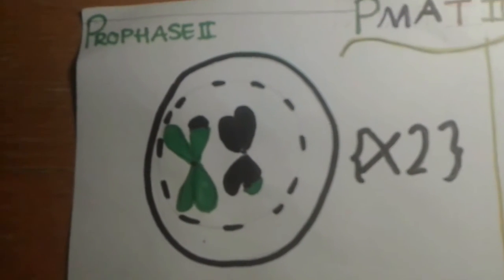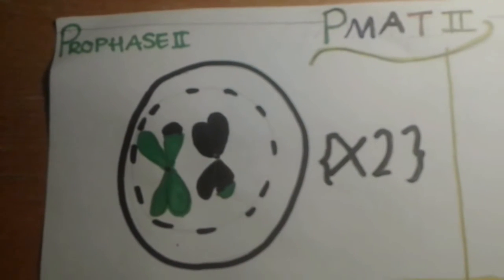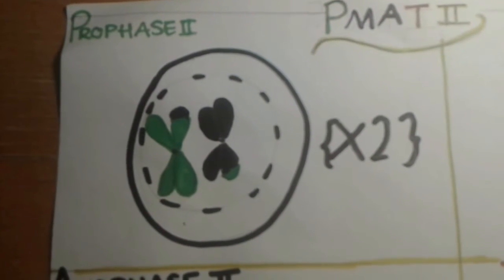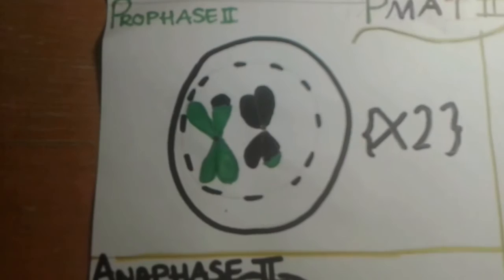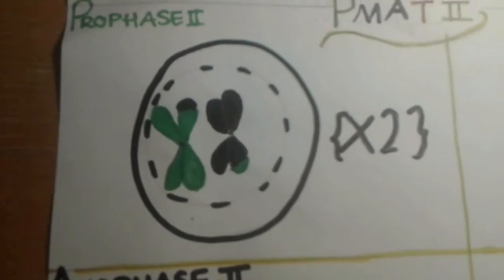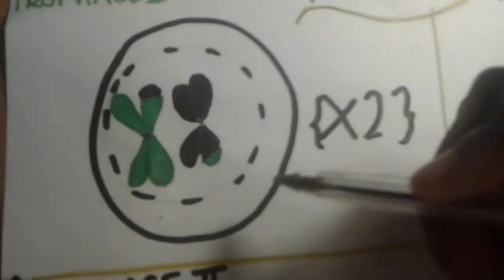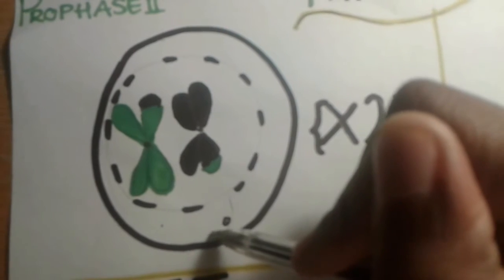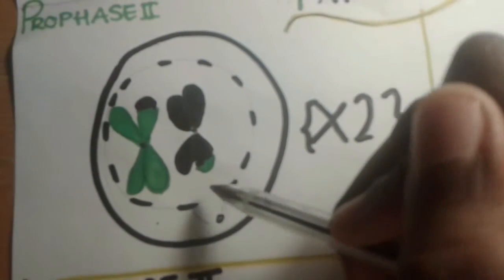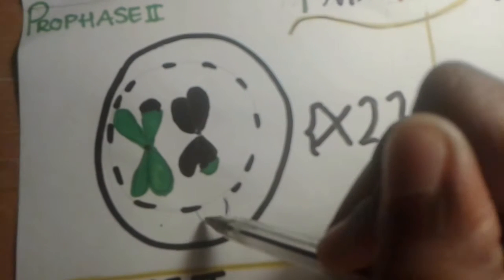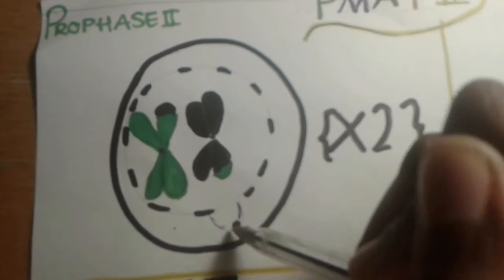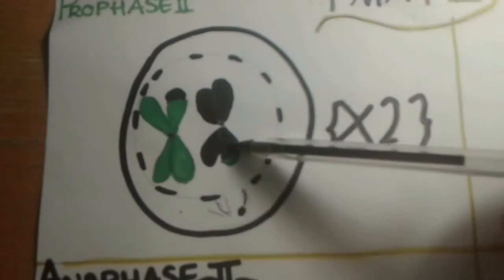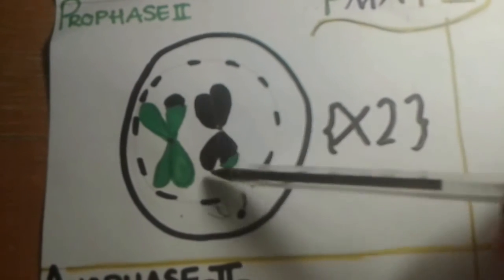So in the process of prophase 2, very similar to prophase 1, the nuclear envelope breaks down and spindle fibers form. I haven't drawn the spindle fibers. The spindle fibers from the centrioles start to form. So there we go. Here's your centriole, and here are some spindle fibers forming from the centriole, ready to make contact with the centromeres of these chromosomes.